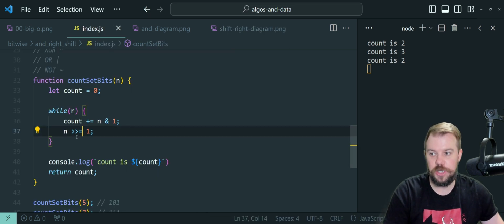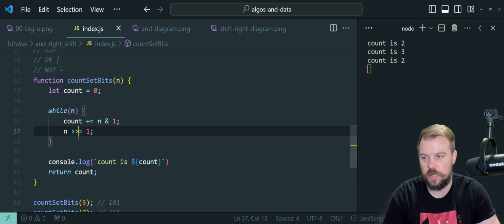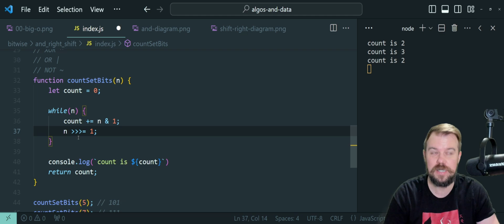So there are two different ways to reference these double signs right here. You can actually include a third, which is called unsigned integers, meaning it doesn't care if it's positive or negative.